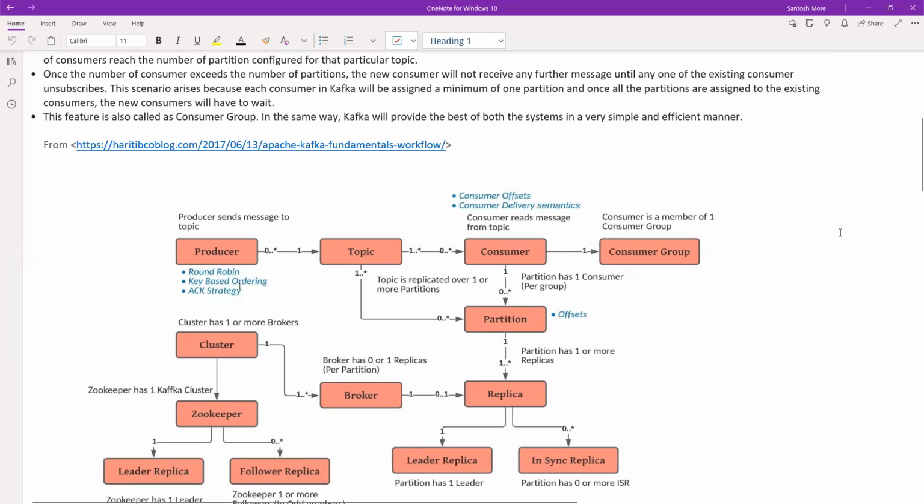Can we discuss key-based partition? It's interesting to understand how we specify it. Your voice is echoing, I think.